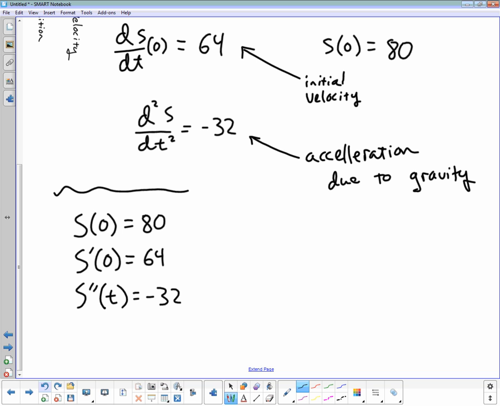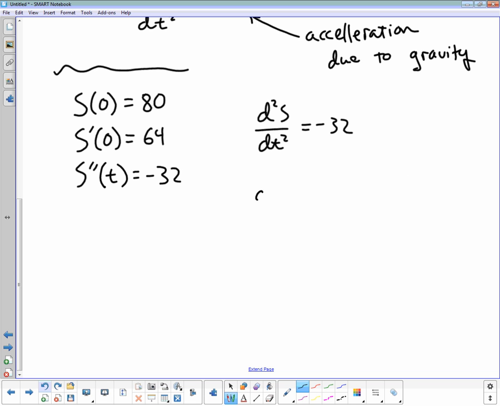So, now, when we needed to go and find these as functions, we have to remember that C term, because that's where things come into play. So we have the d squared s dt squared is equal to negative 32. Okay, so now we're going to integrate that. That's acceleration due to gravity. 32 feet per second.